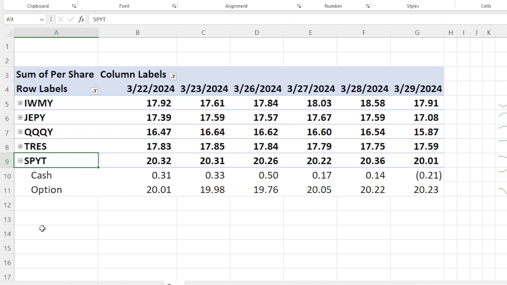Unfortunately, the cash went from positive 31 cents to negative 21 cents, hoping that's just a temporary thing. And then you see the covered call overall position for the options. Well, it's not really a covered call. It's stocks plus a credit spread using the SPX on top of it. So it's kind of a mishmash covered call.